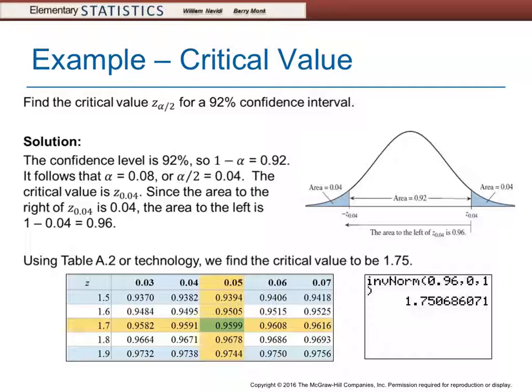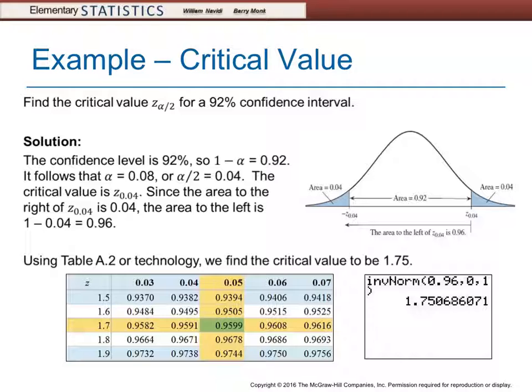So suppose we want to find the critical value for a 92% confidence interval. We notice that for the confidence interval, 1 minus alpha is equal to 0.92, and so it follows that when we solve that equation, alpha is equal to 0.08, and we divide it by 2, we get 0.04. So the critical value we are looking for is z at alpha 0.04.